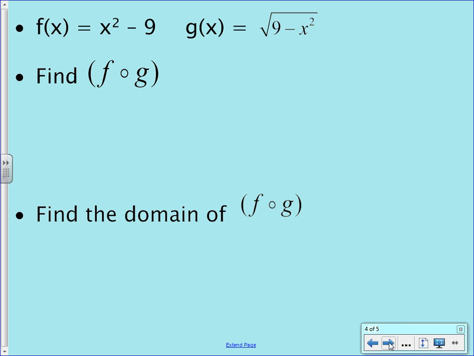So here we go. We are going to do f composed with g. Please write down these two functions. f of x is x squared minus 9. g of x is 9 minus x squared.